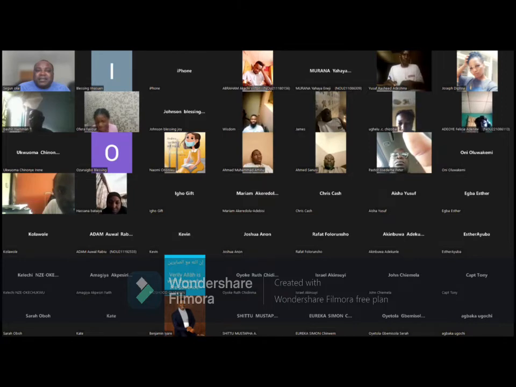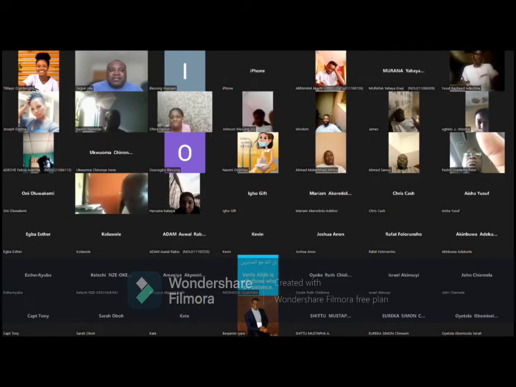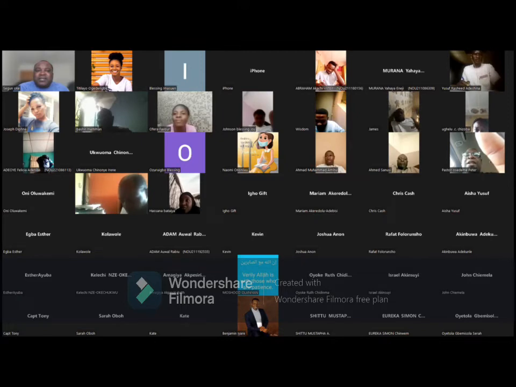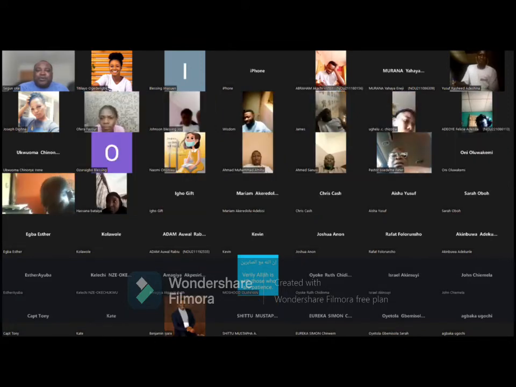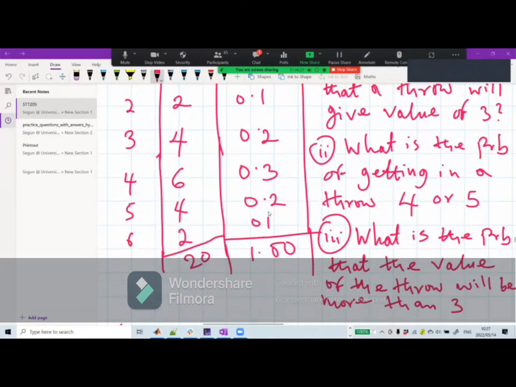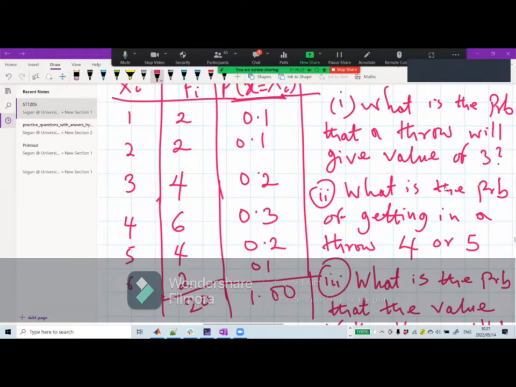I don't know, sir. Okay, let's look at it together. X is 3. Look at it. They said the value of 3. We know the first value, 0.2. This is the probability that if I throw the die, I will have 1. The answer is this. This is the probability.